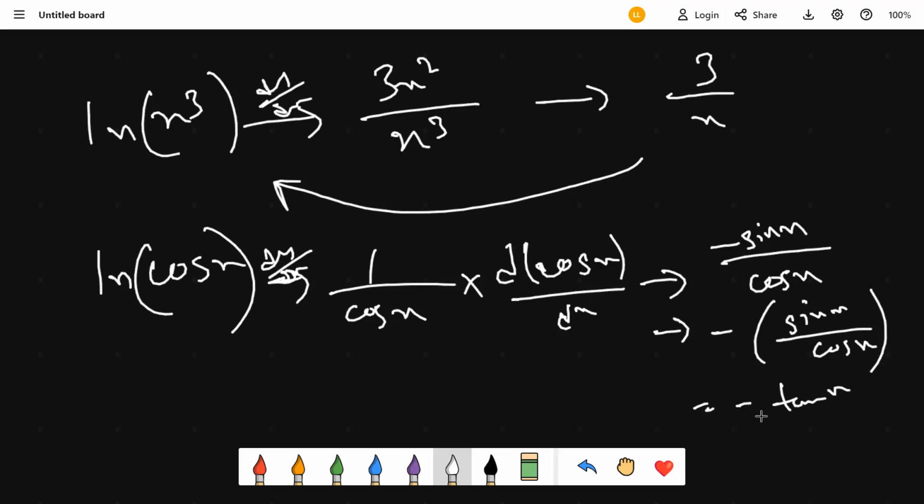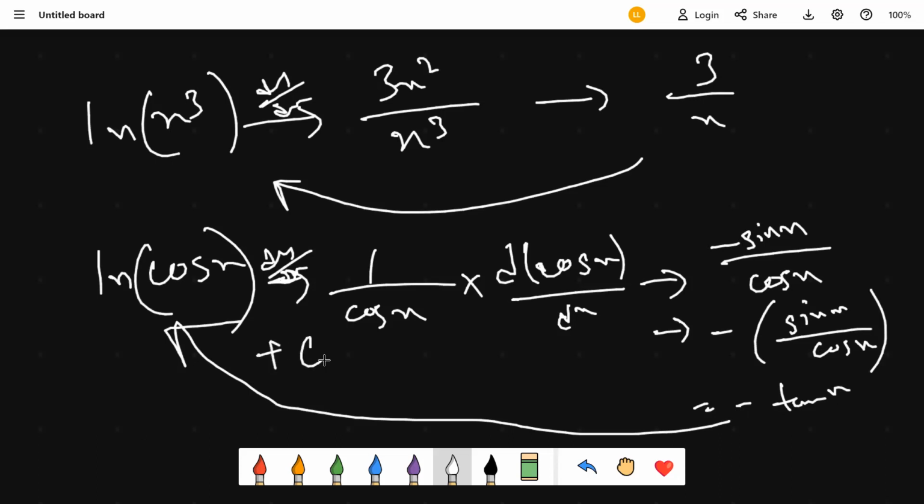So that means integrating negative tan x should give us what? Integrating negative tan x, remember, negative tan x, should give us positive ln cos x, and there we should also add a positive constant c, isn't it? Because remember, anything we integrate, there should be a constant c there. This is the actual form of indefinite integration.